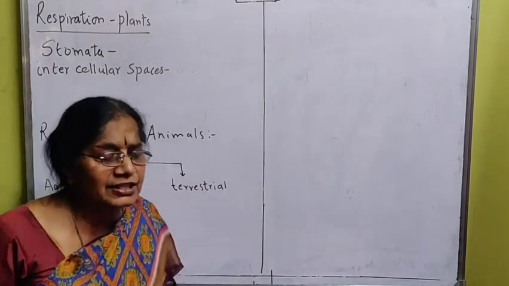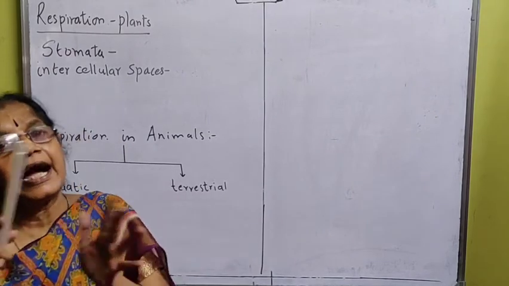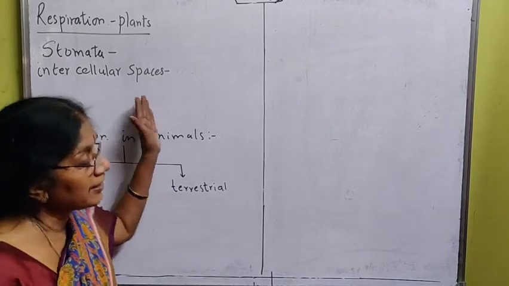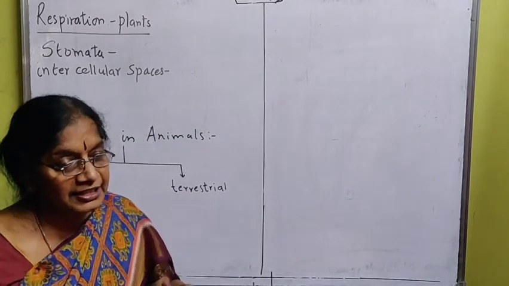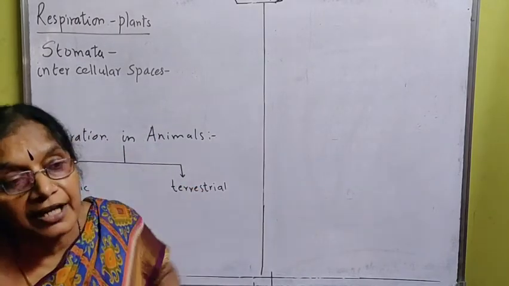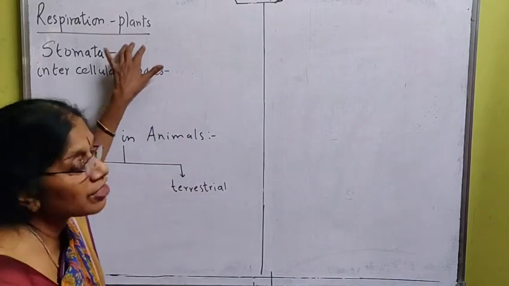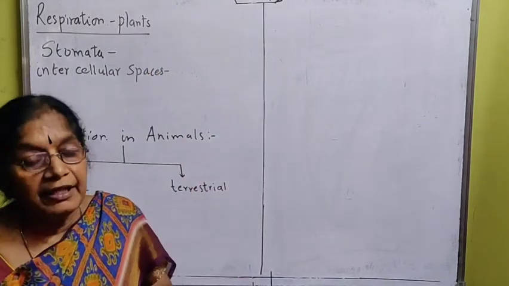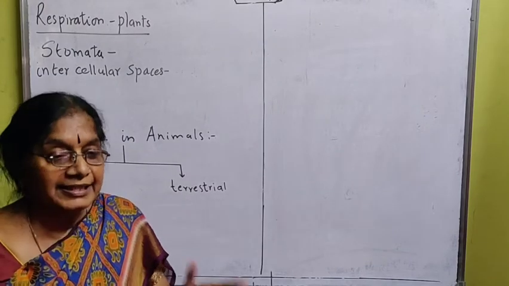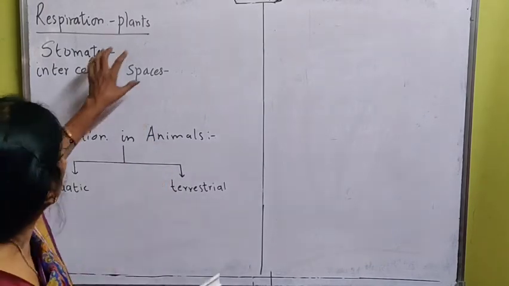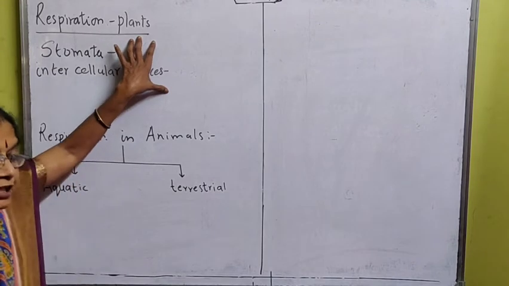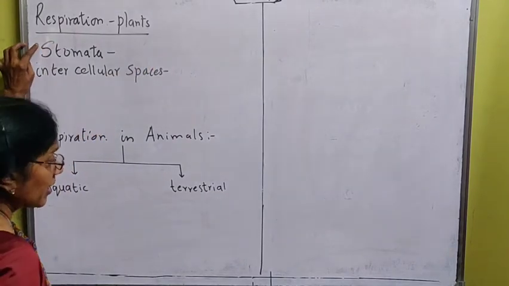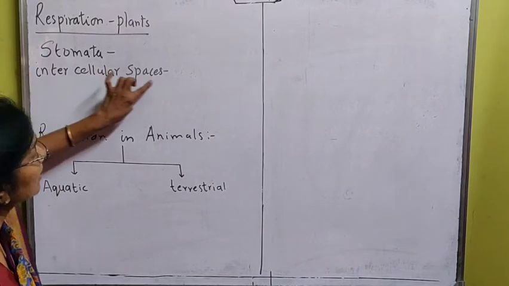When sunlight is not there, that is during night time, the plants respire. They take in oxygen and give out carbon dioxide. So respiration is also done by plants. In the same way as all the other living organisms do, the plants also respire. And for respiration they require stomata and intercellular spaces.